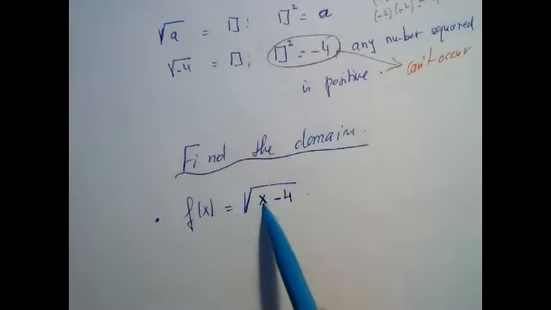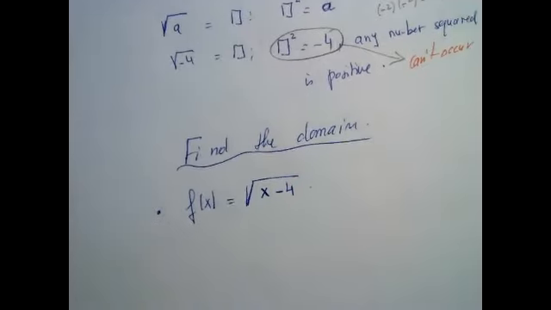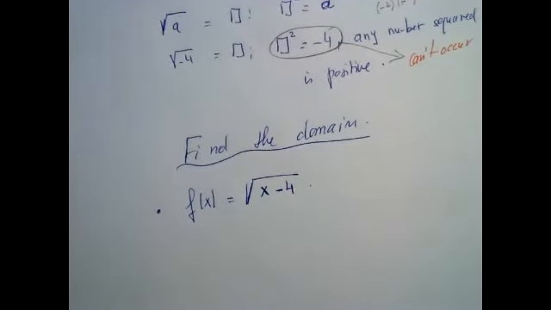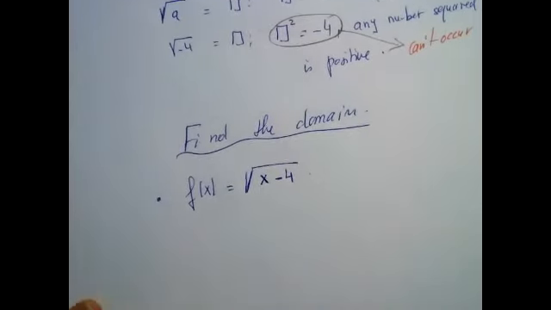Because you plug in 4, you get the square root of 0, which is 0. Anything else? I got any number greater than or equal to 4. Any number greater or equal to 4. You are 100% correct if you can justify it.